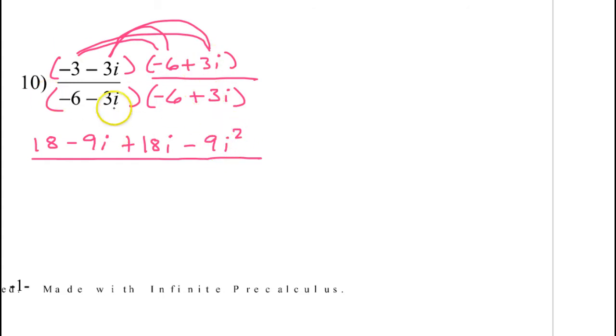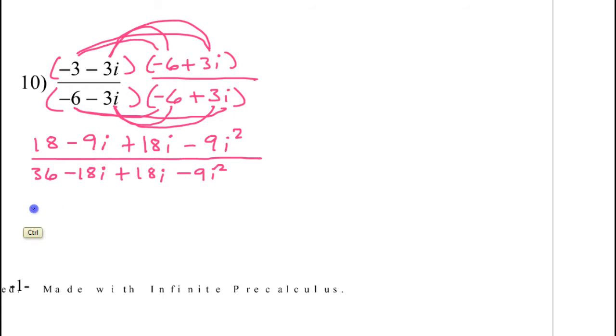Okay, now I'm going to do the same thing in the denominator, first multiplying everything by negative 6. So that'll give me 36 minus 18i. And then I need to multiply by, I'm sorry, negative 3i. So that's going to give me positive 18i, and then minus 9i squared. Now remembering that i squared is negative 1.